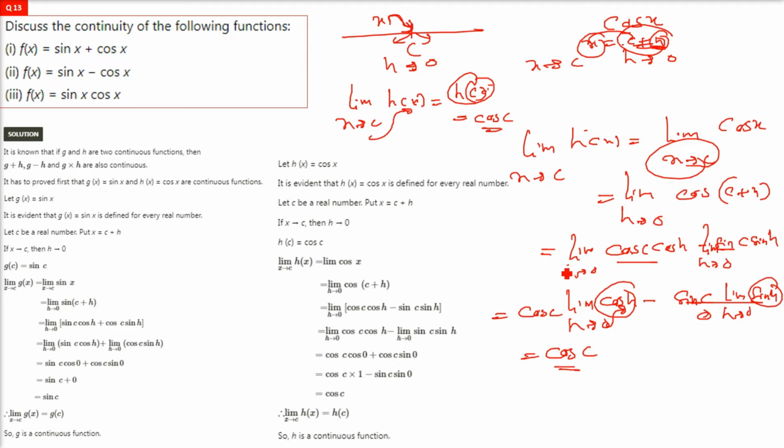Cos c it is. So this is cos c. As I told you earlier, limit x tends to c of f(x), which is our cos x, if it equals cos c, that is f(c), then we say it is continuous. So sin is continuous, cos is continuous, so sin x plus cos x will be continuous. Sin x minus cos x will be continuous. Likewise, sin x into cos x will be continuous.